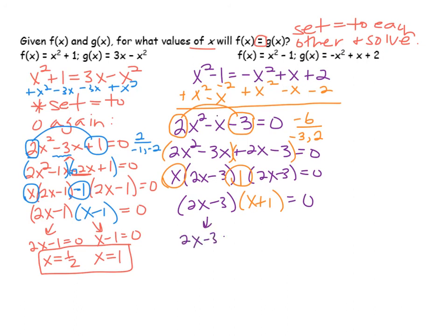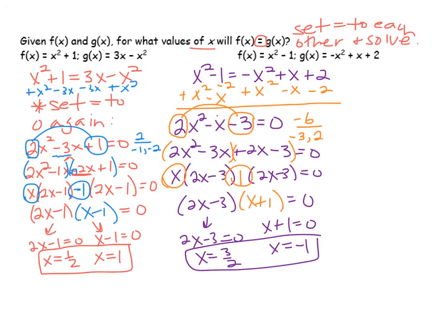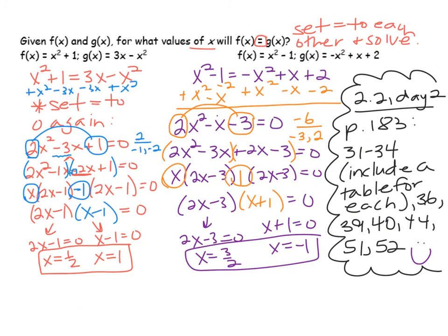2x minus 3 equals 0. x would equal positive 3 over 2. And then x plus 1 equals 0. And x will equal negative 1. Those are the values for x that make the two equations equal to each other.